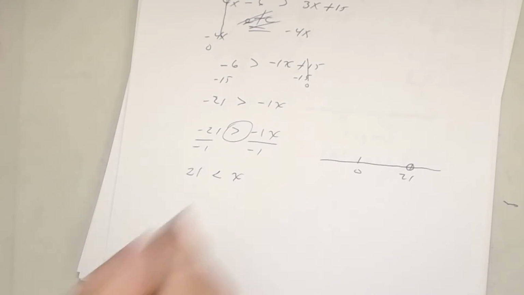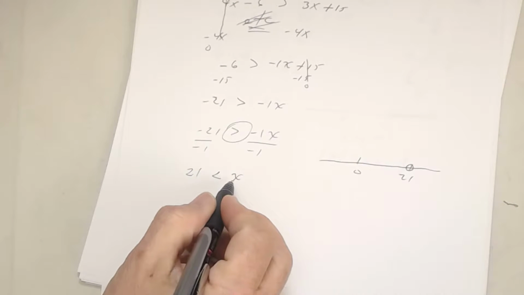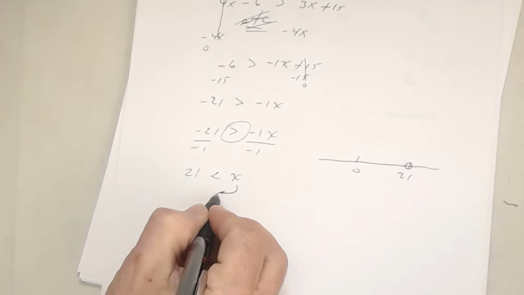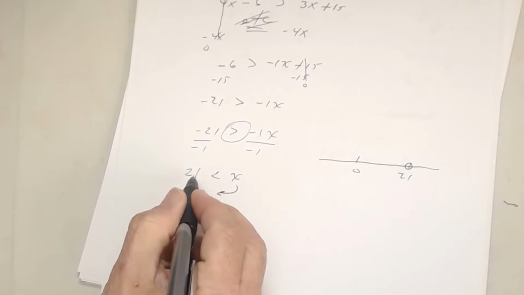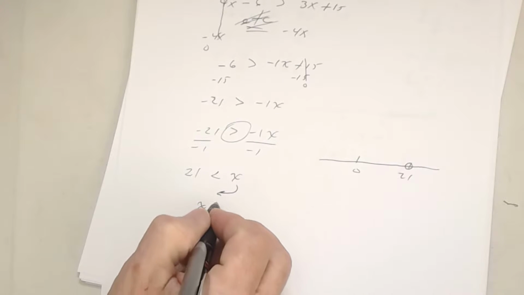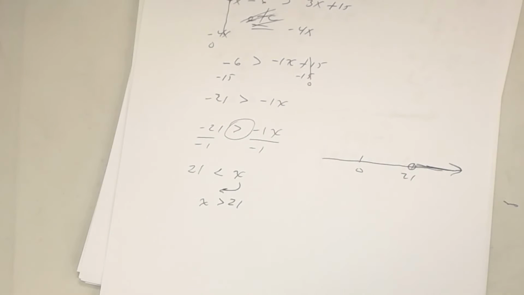Bigger than that. So when you have the variable on the right side, make sure you rewrite it to where the variable's on the left. So you just write it backwards. So 21 is less than x means x is what? Greater than 21. Okay? All right, so just be aware of that.